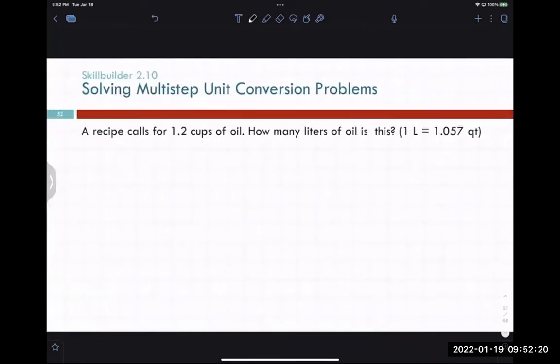All right, so if we have a recipe that calls for 1.2 cups of oil, how many liters of oil is that? So this is one where we've added a little bit more to the word problem, but again, pull out everything that you're given and everything that you're trying to find to simplify things. So we're given 1.2 cups. So we want to know how many liters.